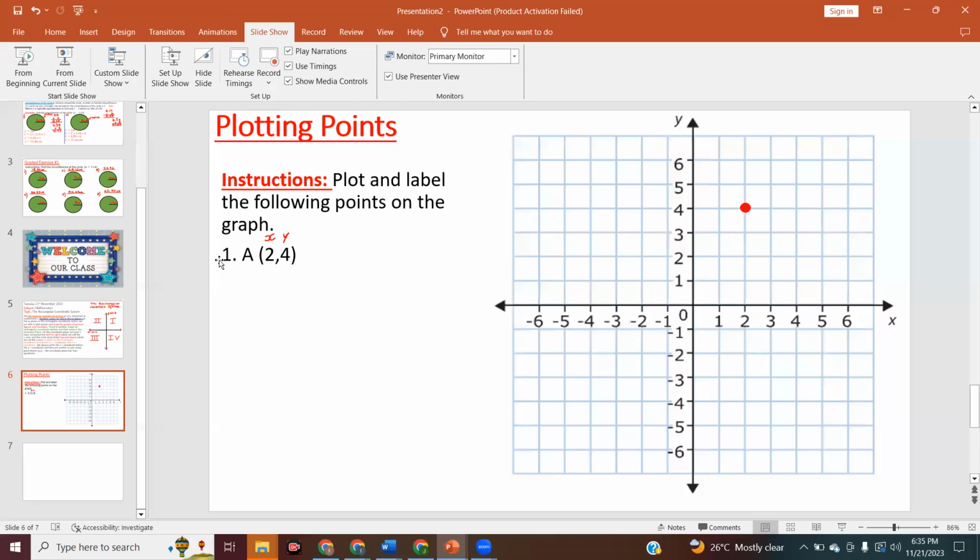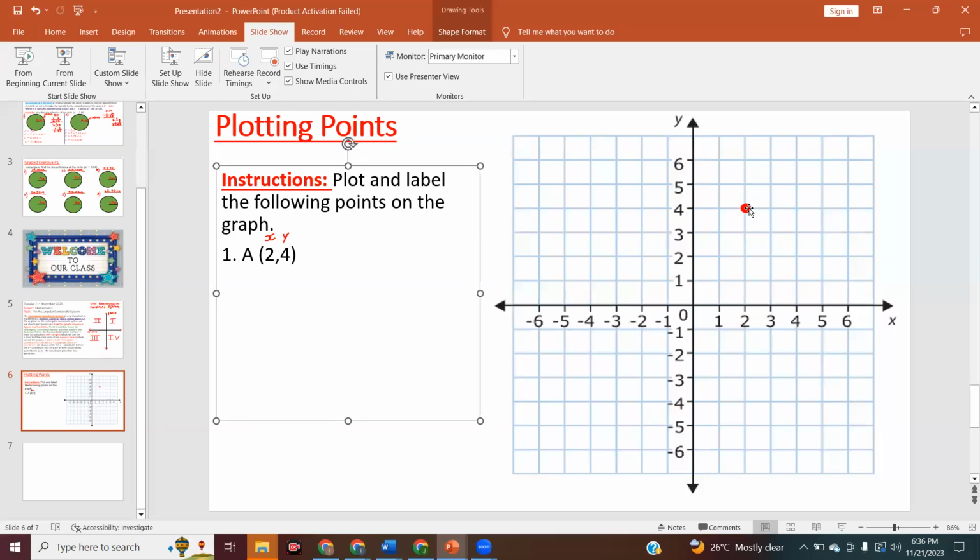Let me explain it again. On the X, it's 2. On the Y, it's 4. What does that mean? We start with 2 on the X-axis. Then we go up 4: 1, 2, 3, and 4. So the point A is going to be that. All right, that's the point A.